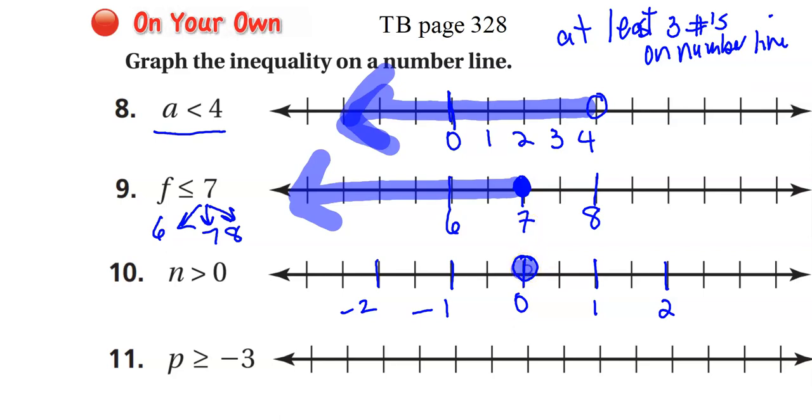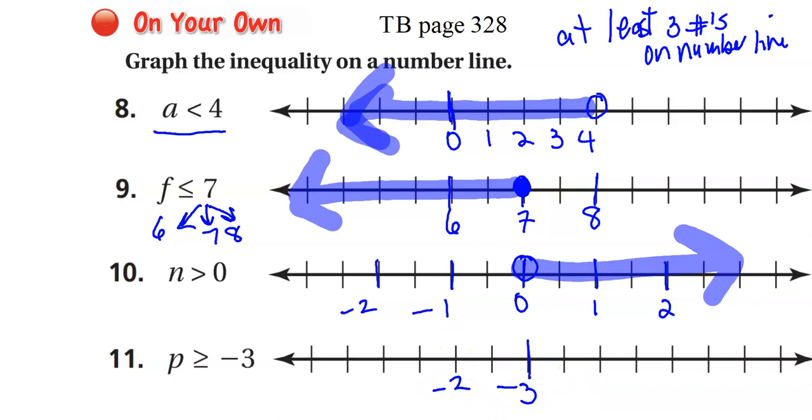My arrow goes to the right, all of the numbers that are greater. And the last one is p is greater than or equal to -3. So I might just put -3 here on my number line and put -2 over here.